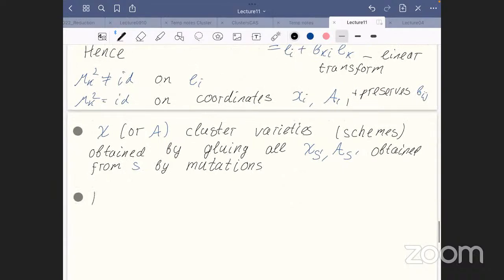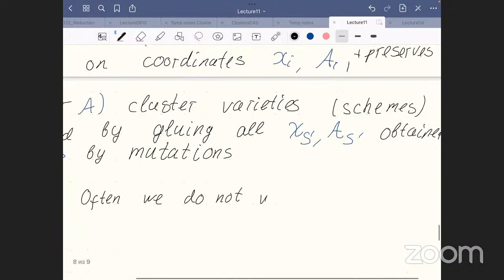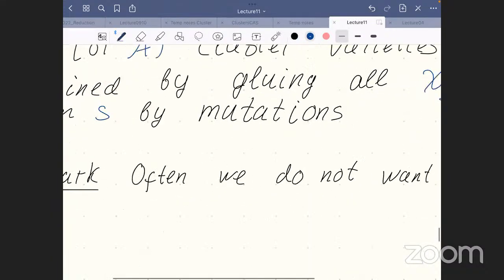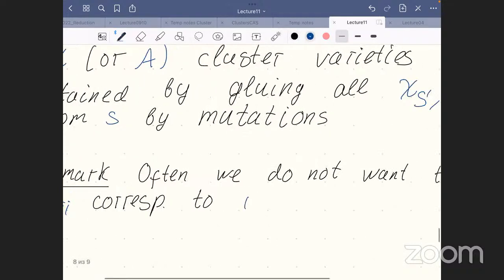Remark. There could be many remarks here about generality and so on. Let me give this one. Quite often we do not want to invert the ai corresponding to frozen variables.